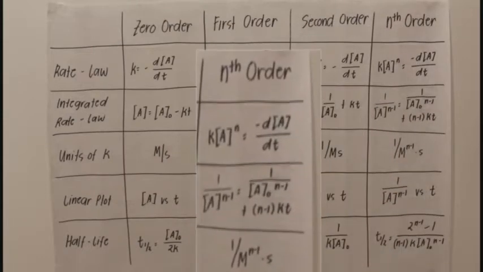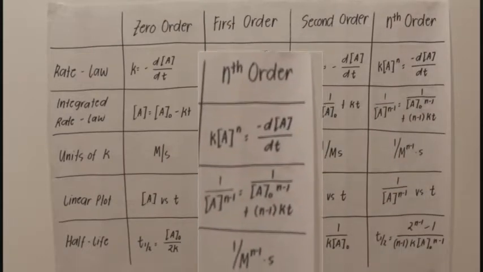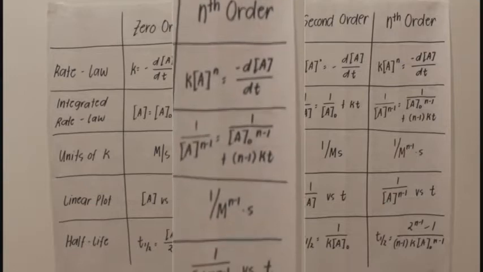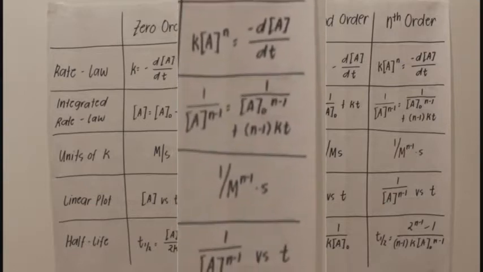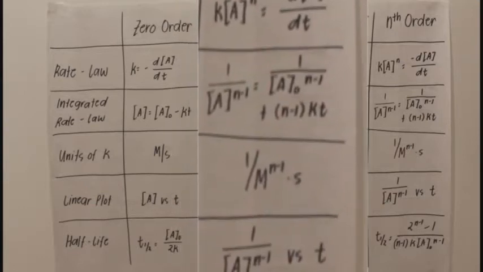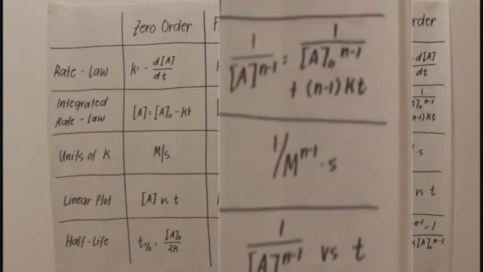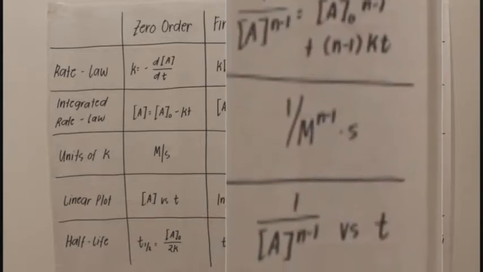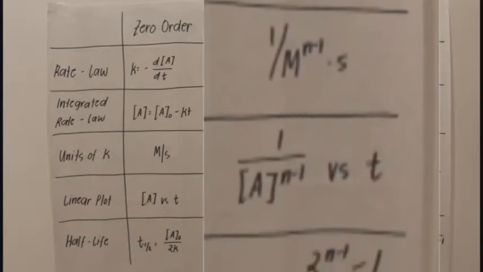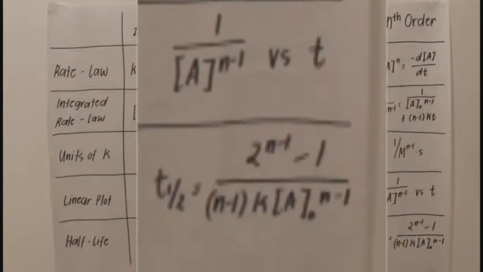And lastly, for an additional concept, the nth order. The rate law expression, the integrated rate law expression, the units of K, the linear plot, and the half-life expression of this order generalize the zero, the first, and the second order of our chemical reaction. Now that these terminologies are defined, let us learn how to identify the rate law expressions by incorporating these concepts.